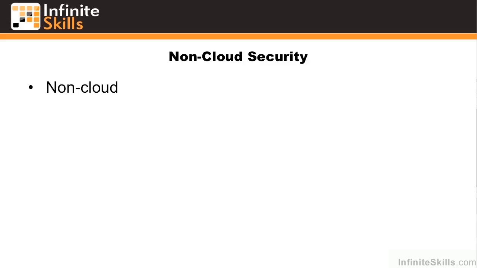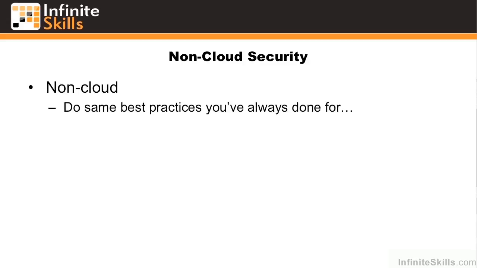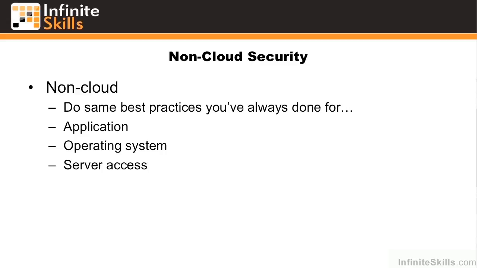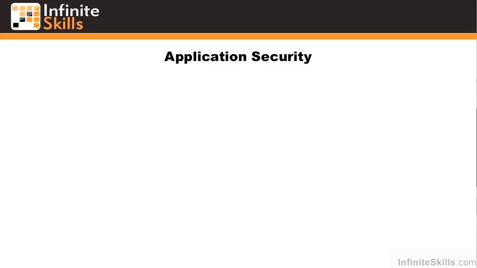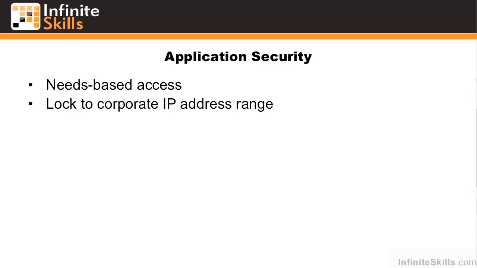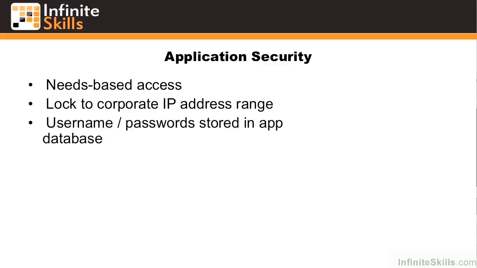On the non-cloud layer security, we still have the same things that we've always had, and you should follow the same best practices you've always done regarding your application, your operating system, and the server access. First, let's look at application. One of the most important paradigms in security is the rule of least access. Make sure that only folks who need access do have access to the application. You could, for example, on an internal application, lock it down to a corporate IP address range. Make sure that the username and passwords are stored in the app database. This is application-level security we're talking about.